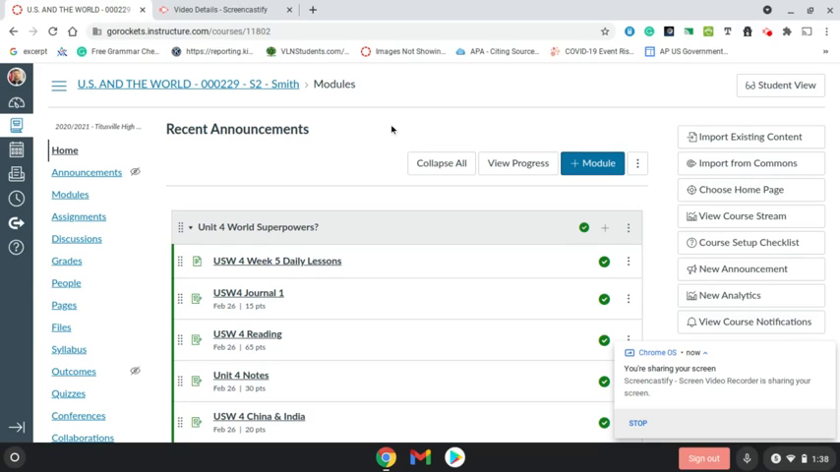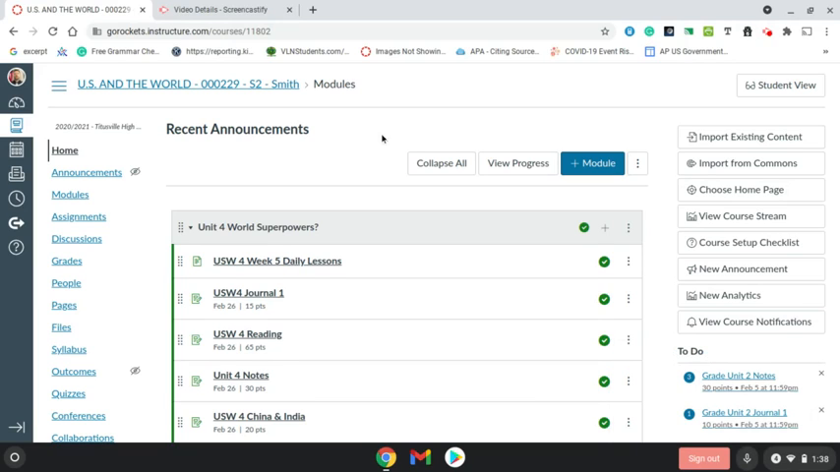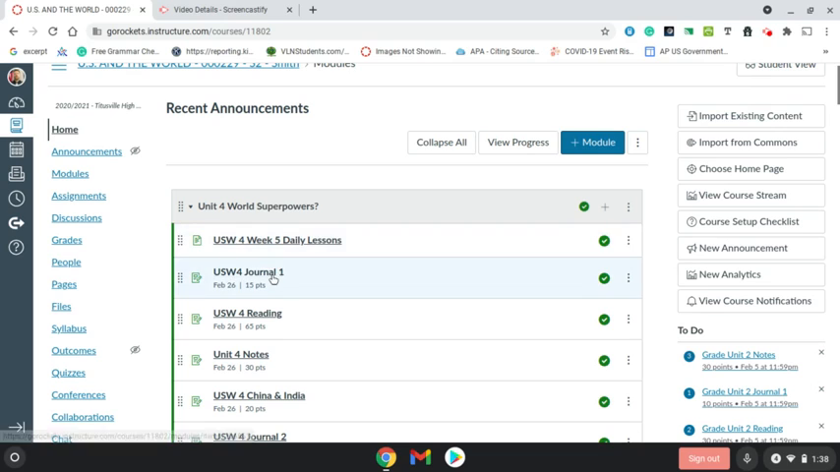So after the bell ringer, once again, if you didn't enter in something, make sure you do. What do you know about China or India? And the first item would be the journal number 1.